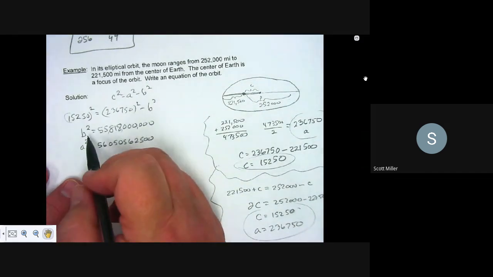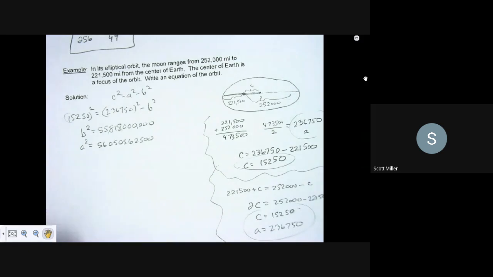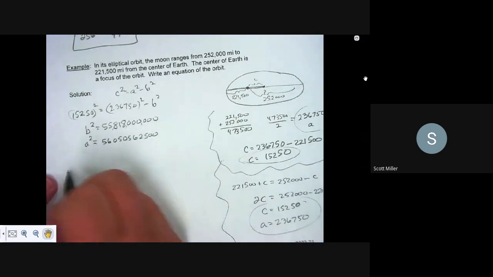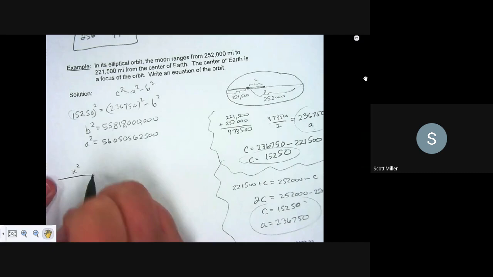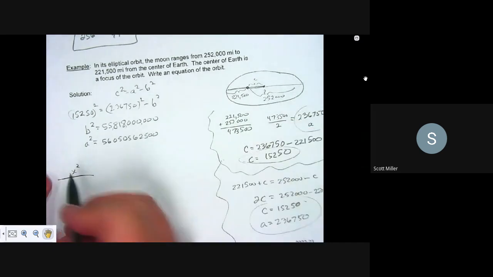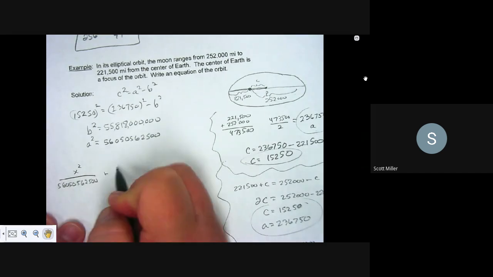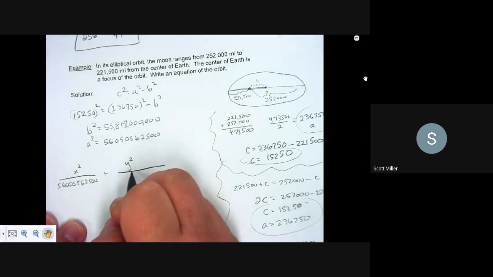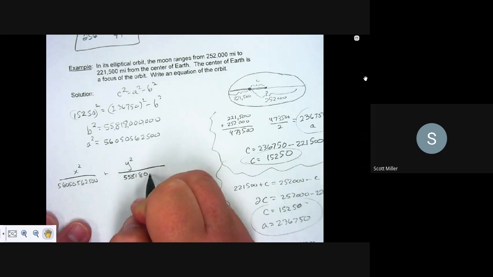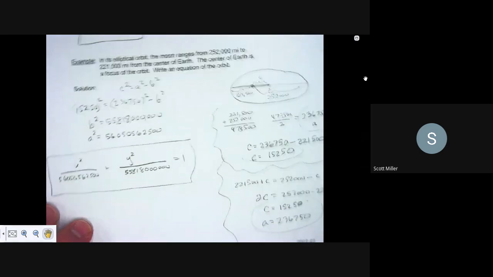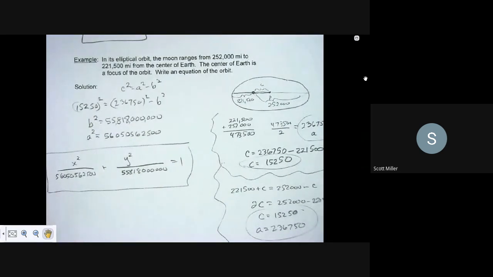But I have my A and my B, and this allows me to plug it into my equation to find the orbit's equation. So A squared is on this horizontal, so A is this. 5056250, and then the other one. And there is the equation for the moon's orbit around the Earth. Okay, so we'll be doing some more problems together in class, but that is this video.